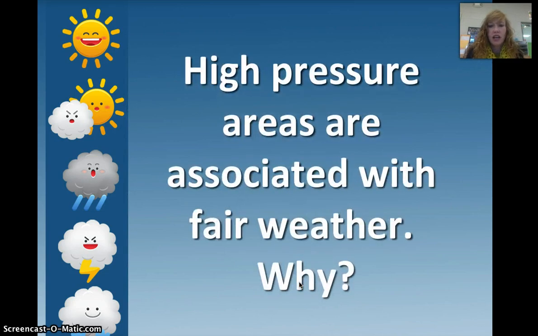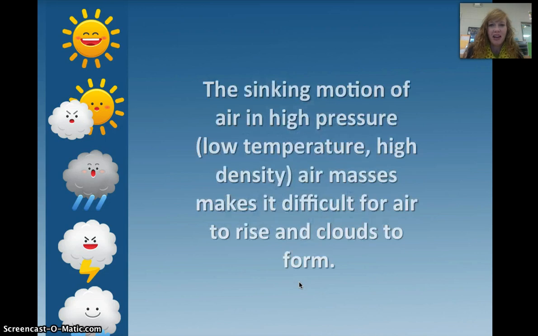So now we're going to look at high pressure and low pressure. We know that high pressure means that the air is pressing down, okay? And I'm not going to go further yet. It says high pressure areas are associated with fair weather. So why is that? I was jumping ahead of myself.